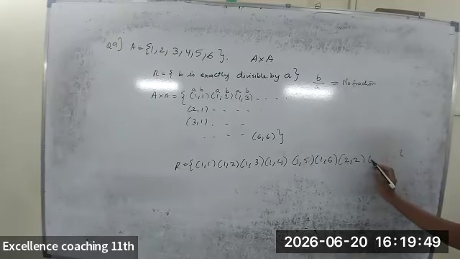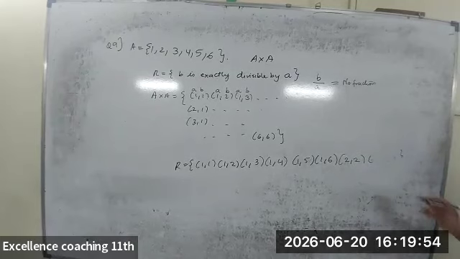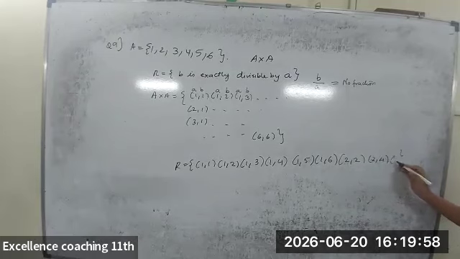Two comma 3 I cannot take. Why? 3 upon 2 will be a fraction. Decimal points you should not get. Then 2 and 4. Yes. 2 and 5 will not work. 2 and 6 will work. 6 upon 2. So you are done with 2 parts.